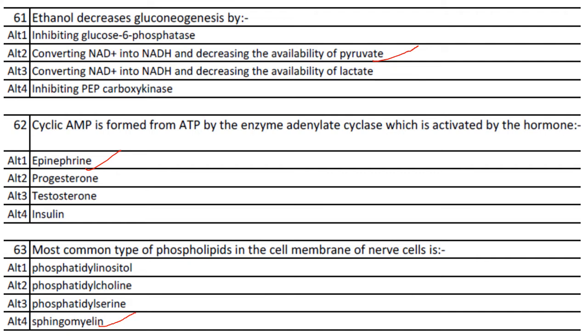The next one, cyclic AMP is formed from ATP by the enzyme adenylate cyclase which is activated by the hormone. So this is activated by the hormone epinephrine. Most common type of phospholipids in cell membrane of nerve cells. So sphingomyelin is a type of sphingolipid found in animal cell membrane, especially in the myelin sheath that surrounds some nerve cells. So answer is option D, that is sphingomyelin.